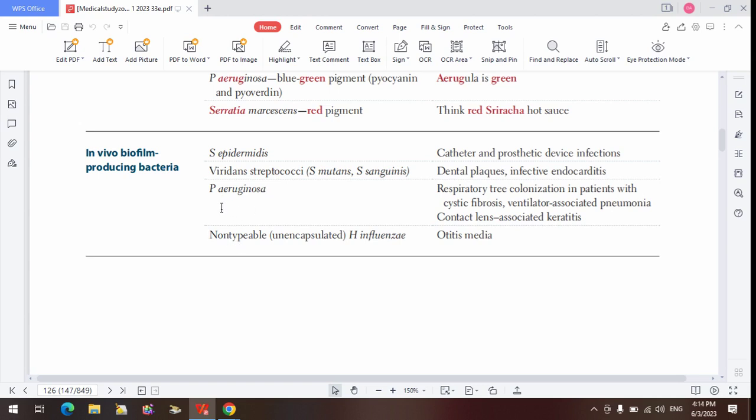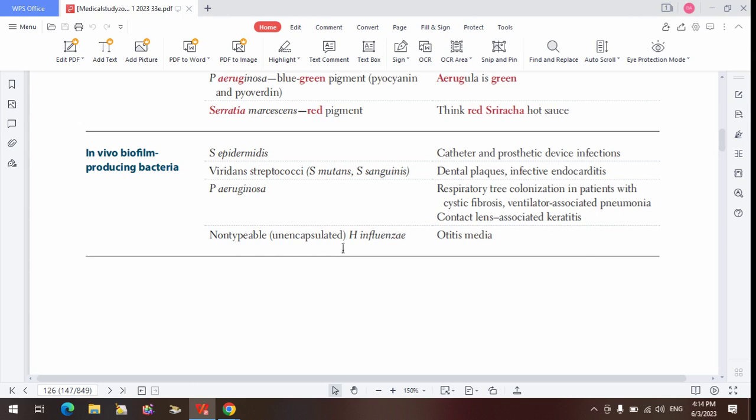Yes. So Pseudomonas aeruginosa can also cause biofilm within the respiratory tree, especially in people with cystic fibrosis or people with ventilator-associated pneumonia. So if someone has been on the mechanical ventilator for a long time, you can have inhalation of these Pseudomonas and they can form biofilms within the lungs. Then contact lens too, you can form biofilms within the contact lens, and from there they can affect the cornea, causing inflammation of the cornea, known as keratitis. So you want to watch out for these three in people with Pseudomonas aeruginosa.